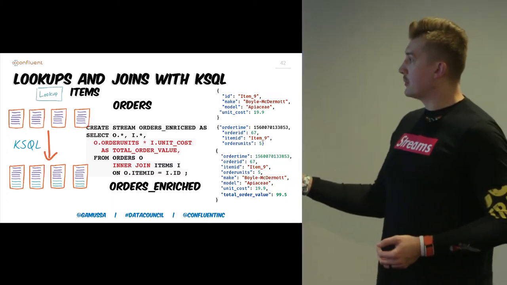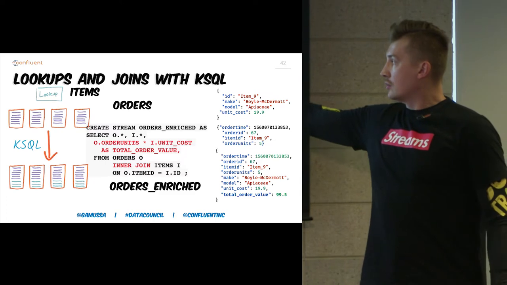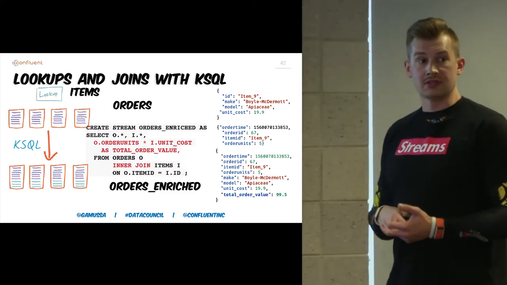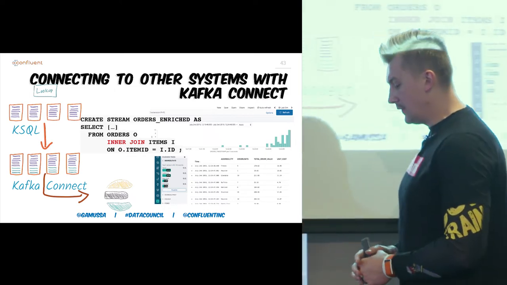In this particular case, we see some elements that came from our lookup table and some elements that came in real time in the stream. So how can we integrate with external systems?